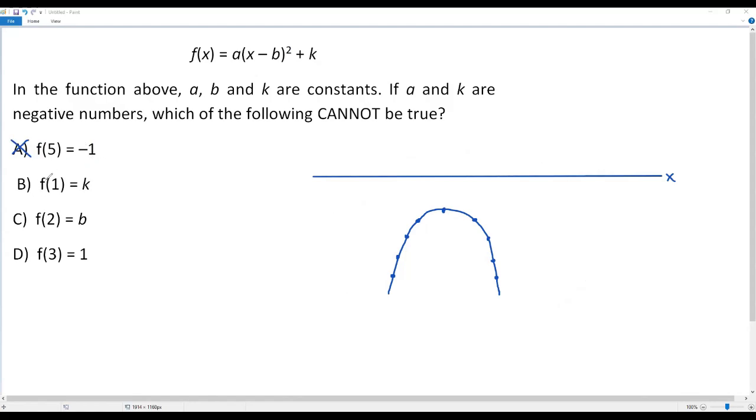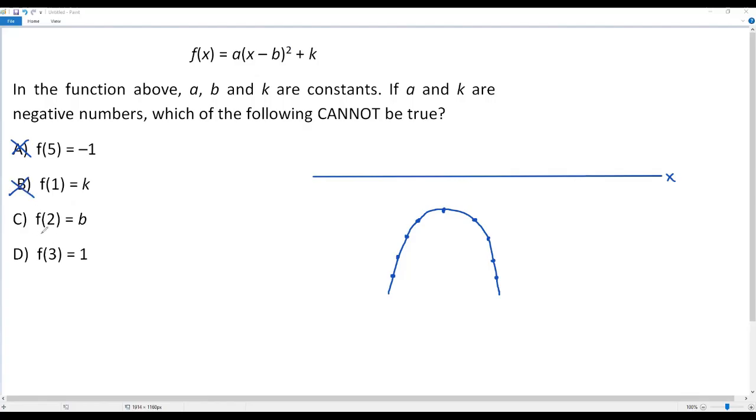And okay, here in answer choice B, we have the value of y when x equals b. Okay, here it doesn't matter what value we have for x, so we have to consider the value of y. So here the value of y is k. Already we know that k is a negative number. Since the value of y over here is a negative number, this one also can be true. So we can reject this one as well.